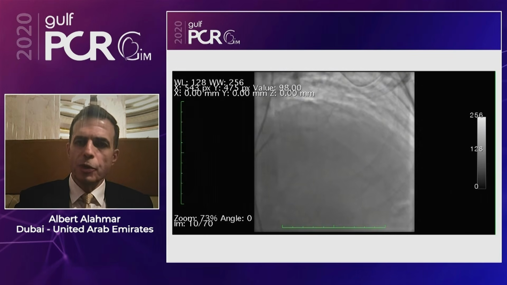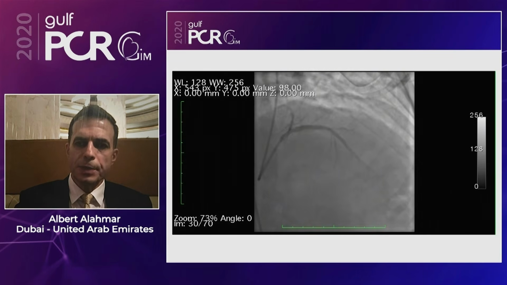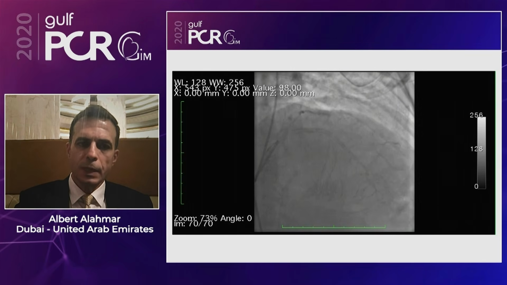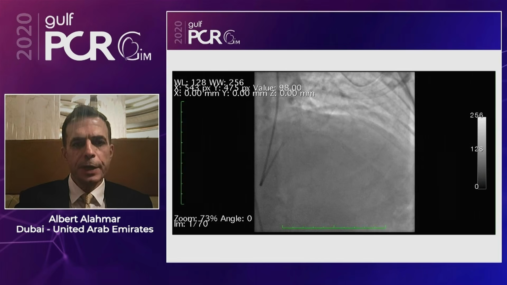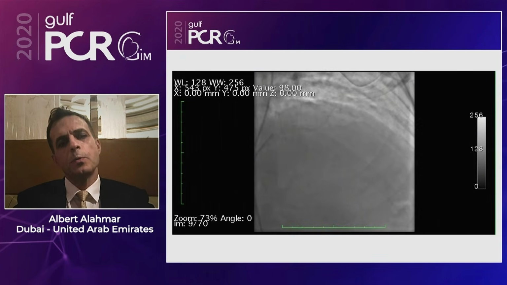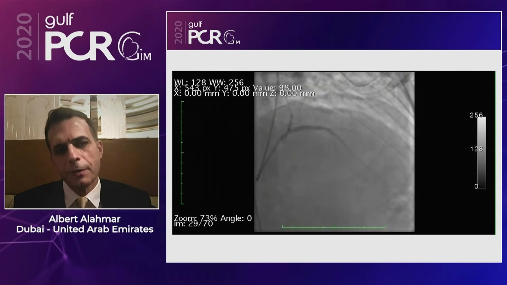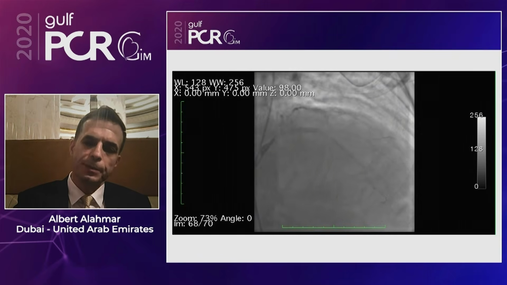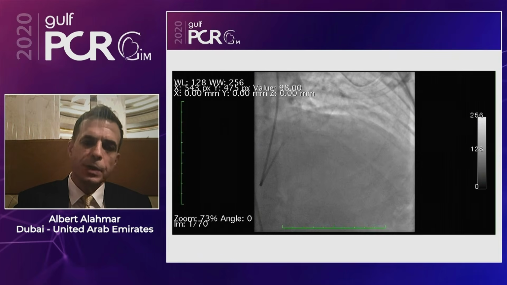If I can show you, I hope the slides are presenting quite well to everybody. This is perhaps the cranial last view. At that point, I was in the mood to do the CTO, but I thought enough for the day. We'll bring him back for another session for his small circumflex using a hybrid procedure.